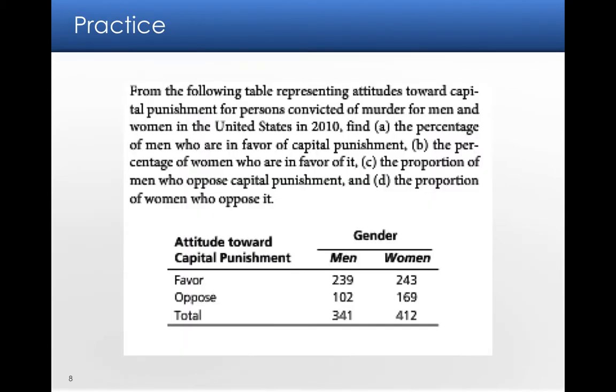So let's look at an example here. We have a table representing attitudes towards capital punishment for people convicted of murder, for men and women in the U.S. from 2010. It's asking us to find the percentage of men who are in favor of capital punishment, the percentage of women who are in favor, the proportion of men who oppose, and the proportion of women who oppose. So one of the ways we would do this, in order to find the percentage of men who are in favor of capital punishment, we would take 239 divided by 341 and multiply that by 100.